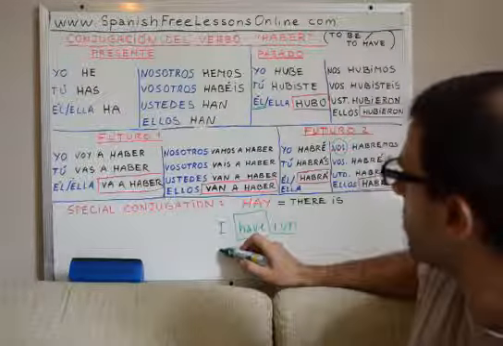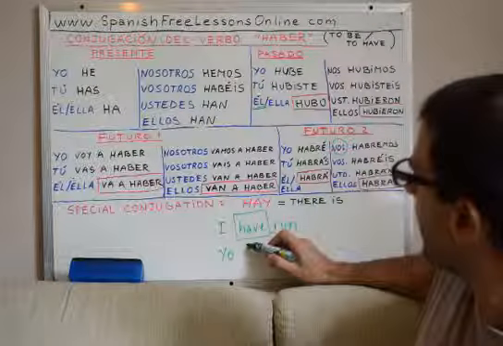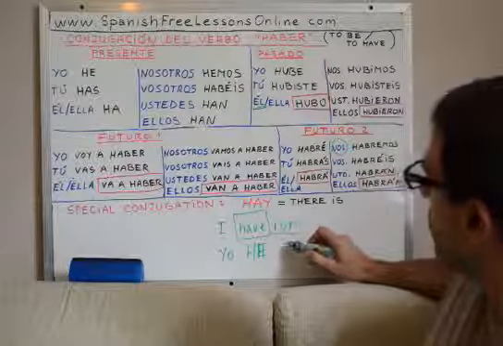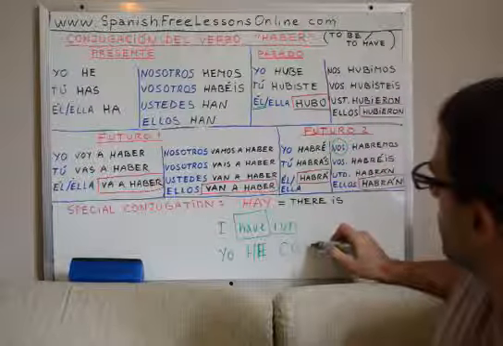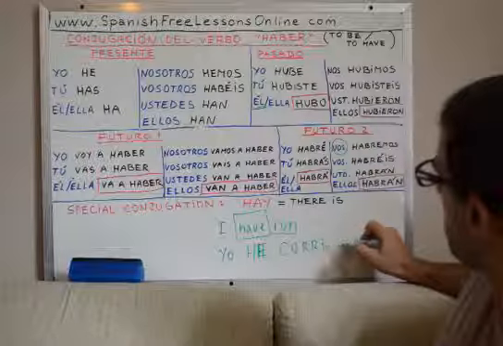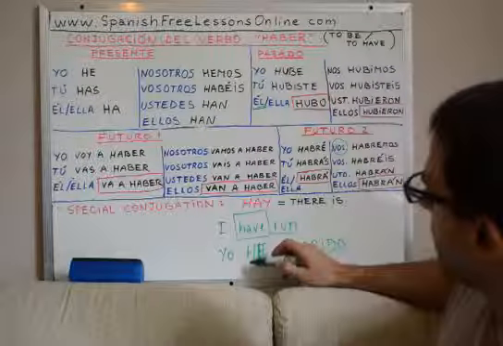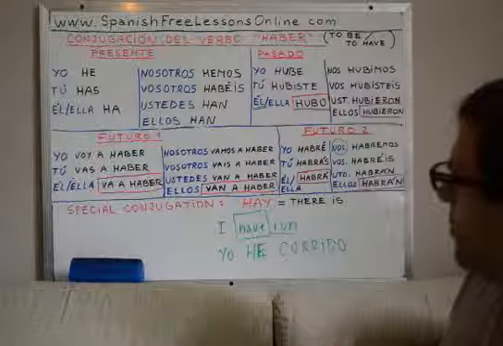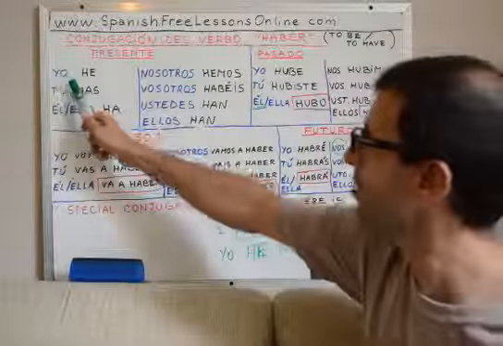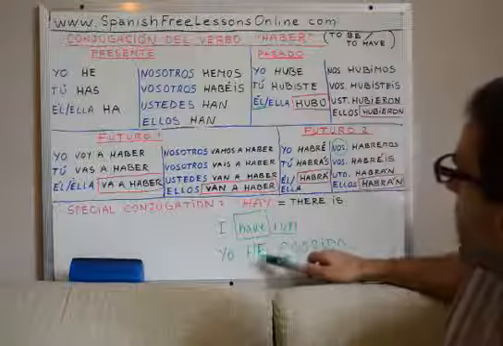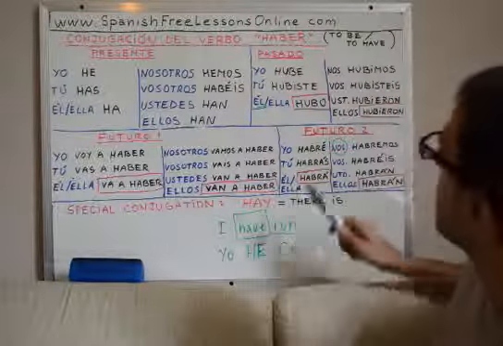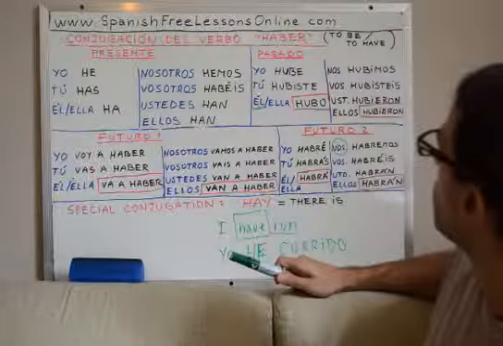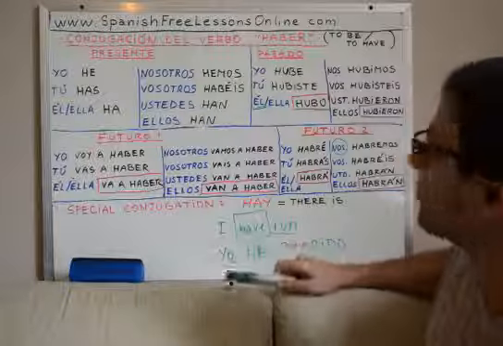So how would we say I have run in Spanish? We would say yo he corrido. Yo he corrido. This is a conjugation. Yo he corrido. I have run. So here the verb haber has a correlation with the verb to have.